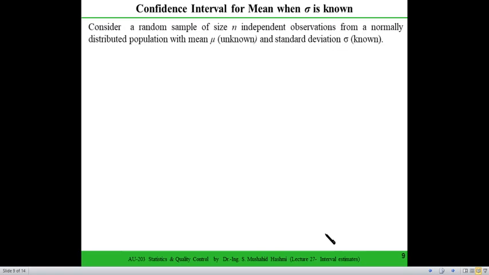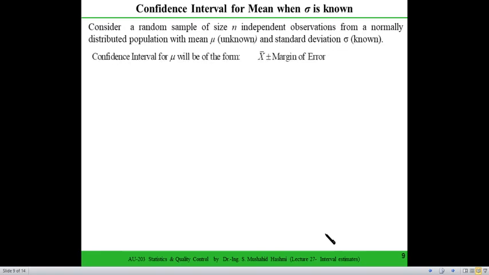Okay, now let's look into how to find those confidence intervals for mean values in the first case, when your population standard deviation is known. So here you take a random sample of size n, with independent observations from a normally distributed population with mean mu, which is obviously unknown, but the standard deviation here is known. So you know the standard deviation of the population.